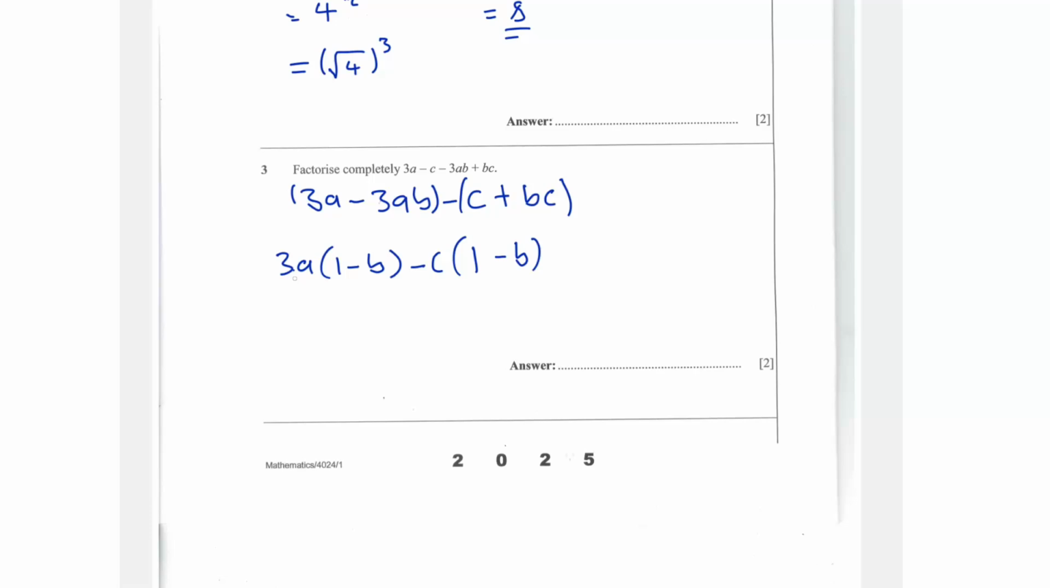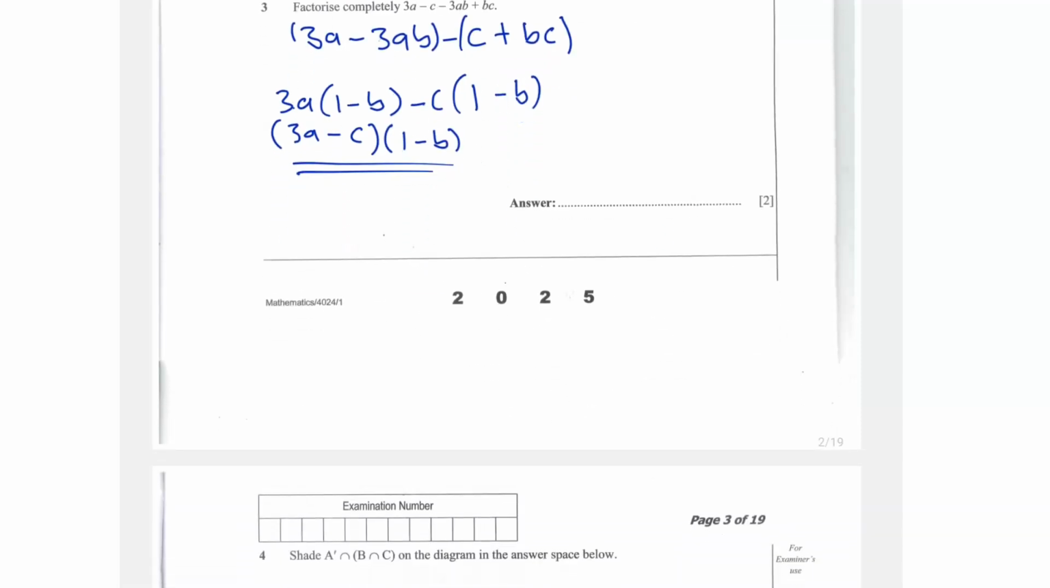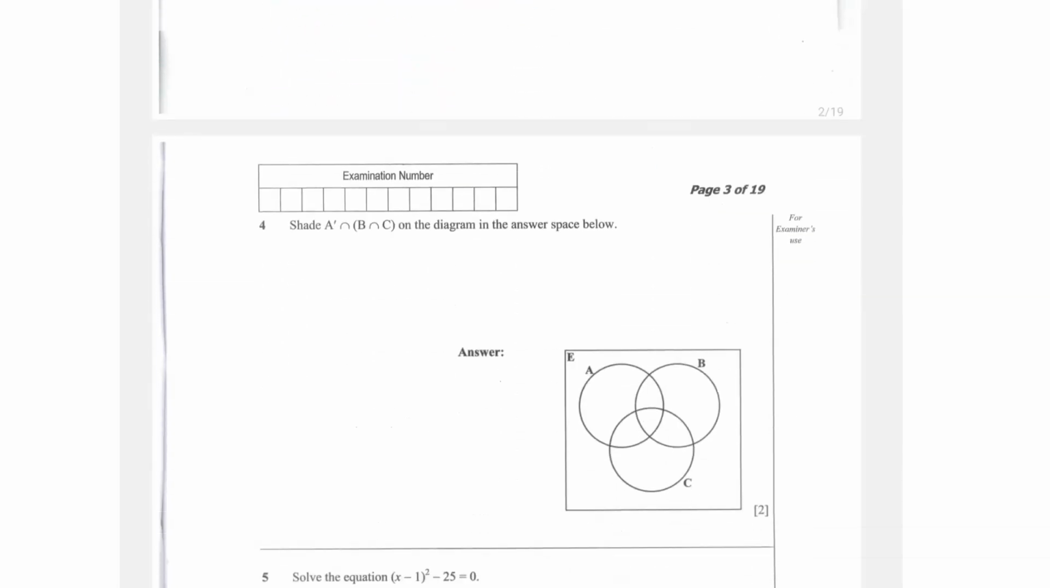The next step is to put the 3a and the negative c into the same bracket, and then the ones which are the same, which is the 1 minus b and 1 minus b, we also put into the same bracket. So we get 3a minus c in one bracket, and then we also have 1 minus b in the same bracket. And we are done. We have factorized this expression completely. We can move on and look at another question.